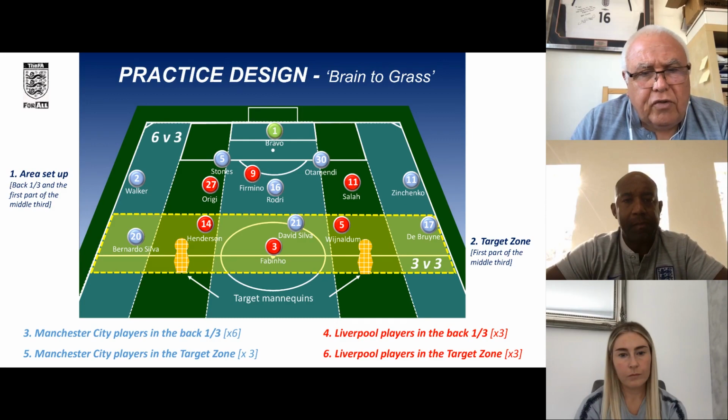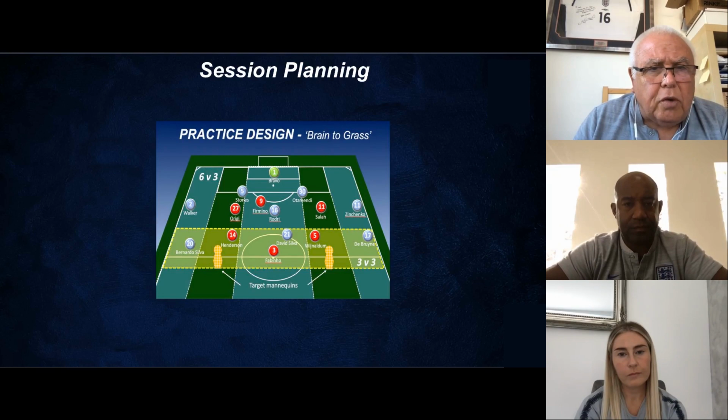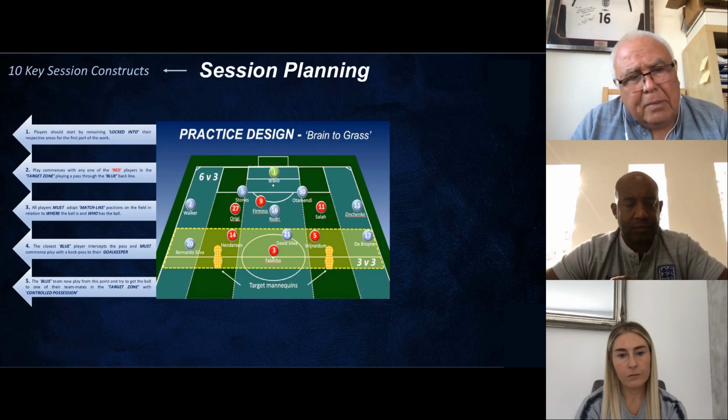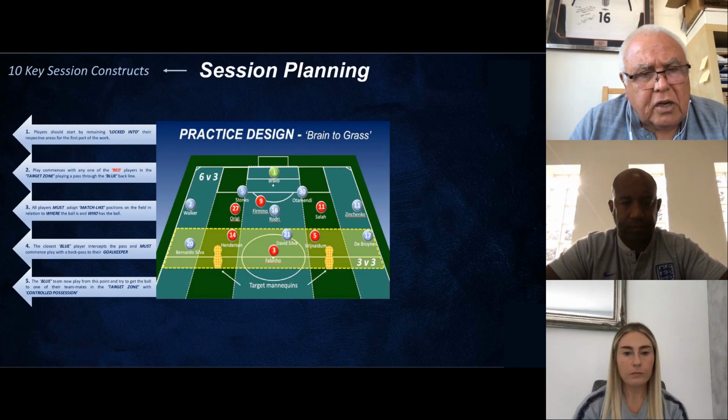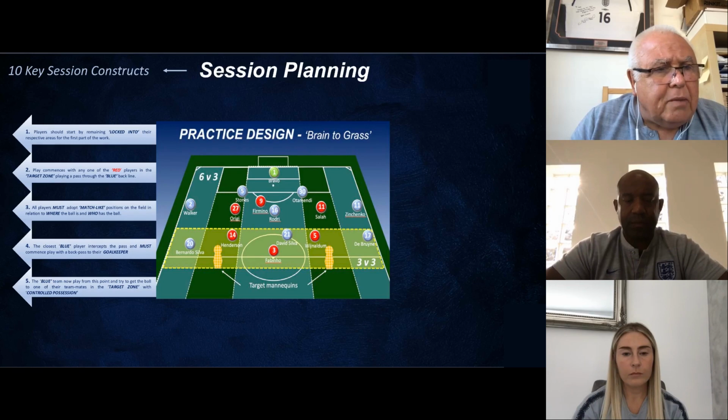I've then taken that to the next piece where we talk about what I call 10 key session constructs. Now, the number 10 is quite arbitrary. It doesn't need to be 10. It can be 8, can be 3, can be 6, can be whatever you want it to be. But in my world, I found that 10 worked well for me in this particular instance. So we've got our basic design there.